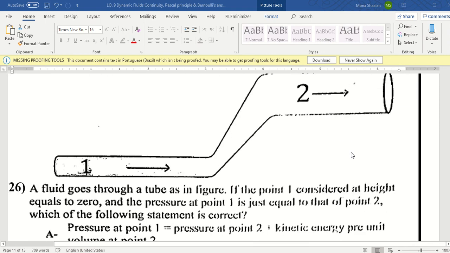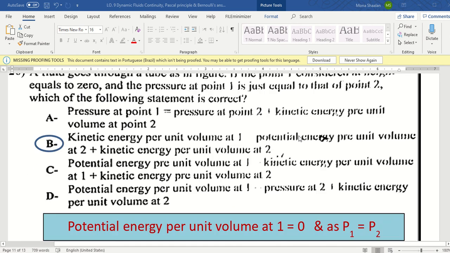A fluid goes through this tube. Point 1 is considered at a height equal to 0, and the pressure at point 1 is equal to the pressure at point 2. Here the pressures are equalized. Okay, which of the following statements is correct?